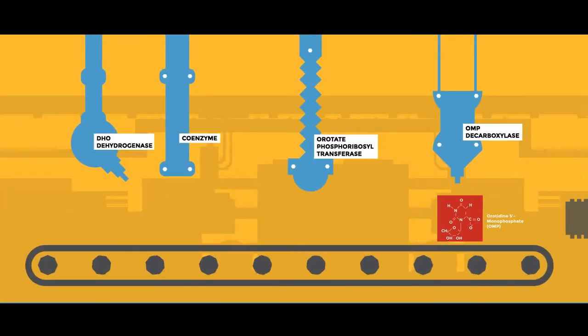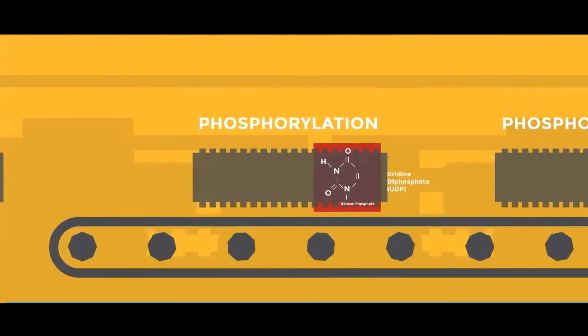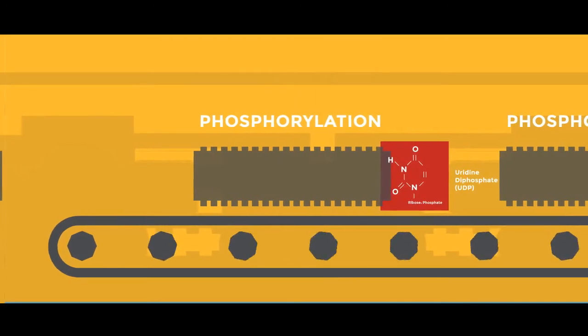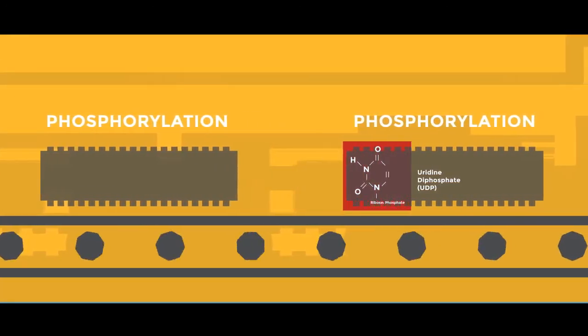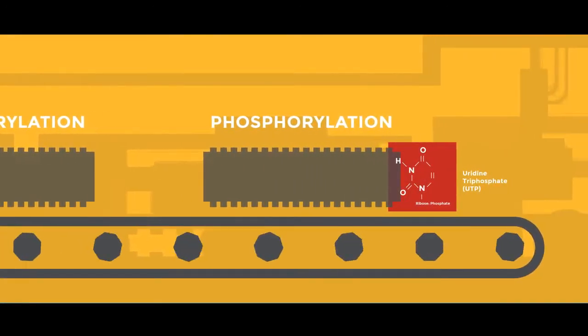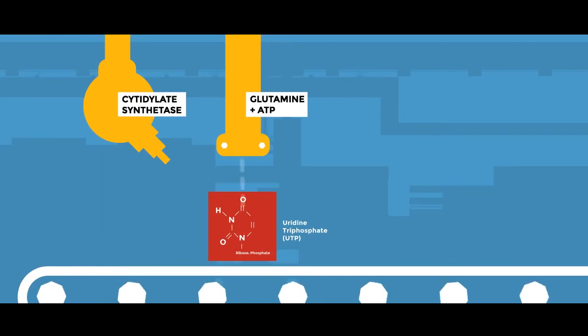Here's our UMP again. UMP gets phosphorylated to form UDP or uridine diphosphate, which then gets phosphorylated to form UTP or uridine triphosphate. Once we have our UTP, glutamine will donate an amino group to UTP, replacing its oxygen group with the help of the enzyme cytidylate synthase to form cytidine triphosphate or CTP.